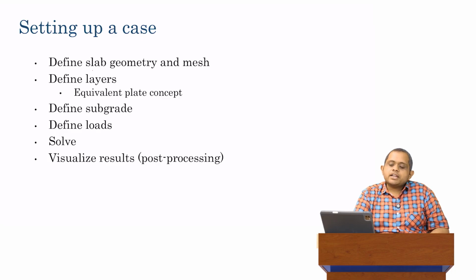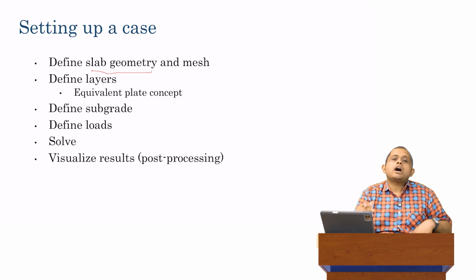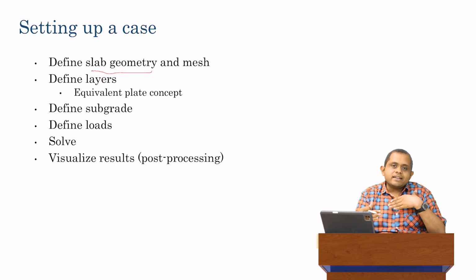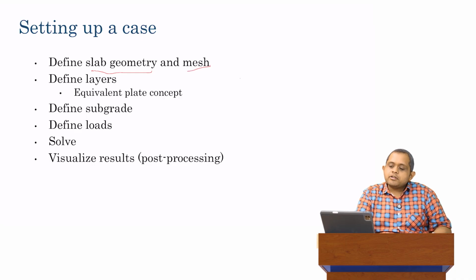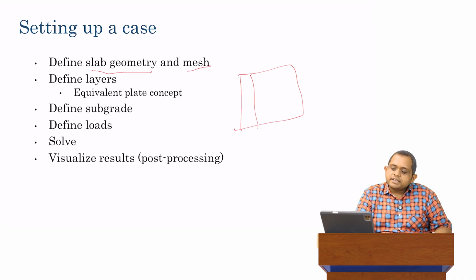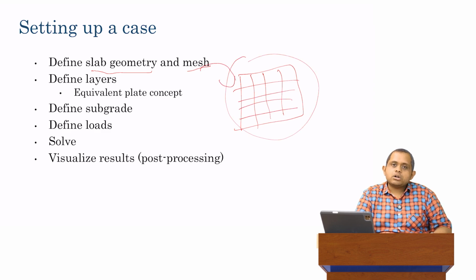First of all, you define your slab geometry. How many slabs do you have? What is the size of the slab? What is the thickness of the slab? Define the geometry first. And then define the mesh. Again, in the finite element method, we are always going to discretize our slab into a series of elements, and this discretization is called a mesh. So basically, you're defining the number and size of elements. That's called a mesh.